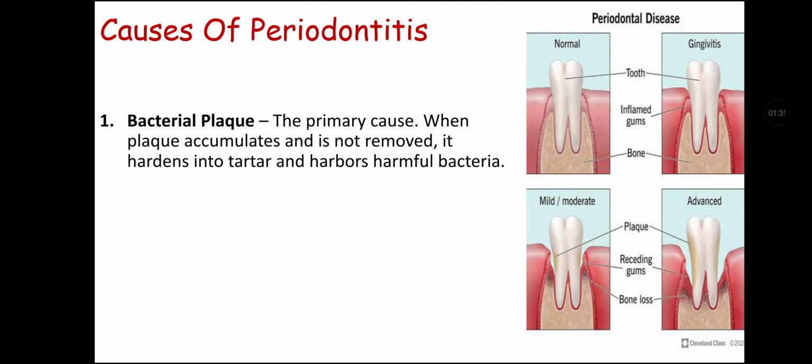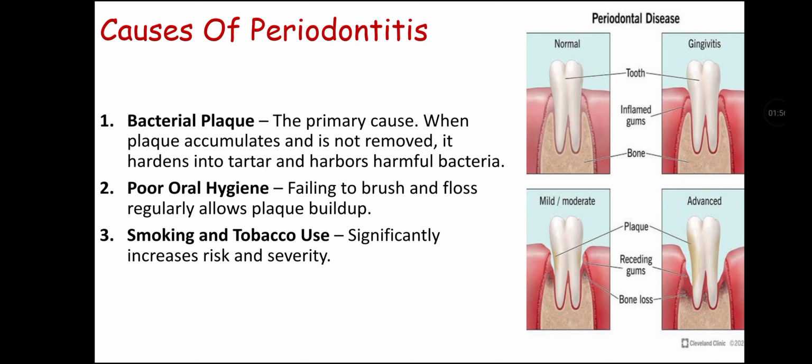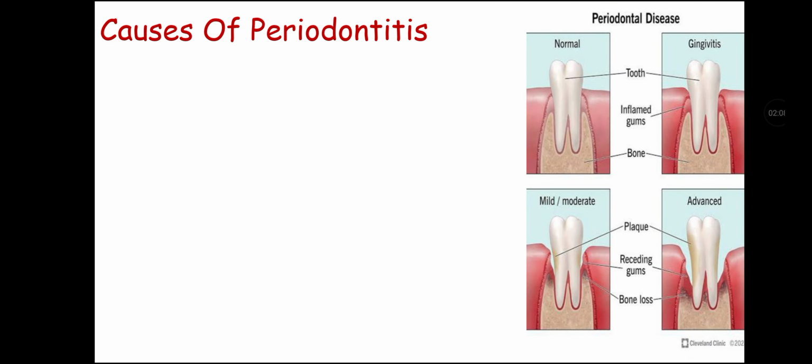Causes of periodontitis. First cause includes bacterial plaque. That is the primary cause. When plaque accumulates and is not removed, it hardens into tartar and harbors harmful bacteria. Second cause is poor oral hygiene. That is failing to brush and floss regularly allows plaque buildup and that can lead to periodontitis. Third cause may be smoking and tobacco use that significantly increase risk and severity of periodontitis. Fourth cause is genetic factor as some individuals are genetically predisposed to gum diseases.